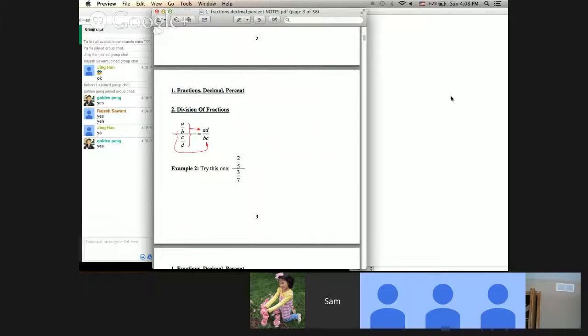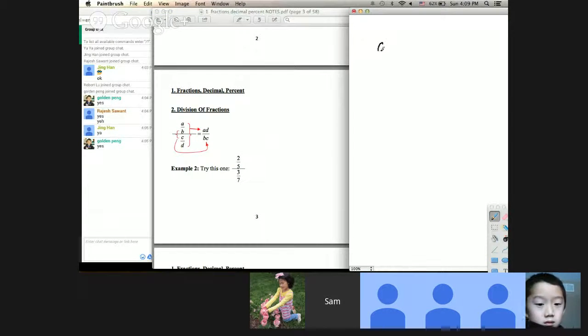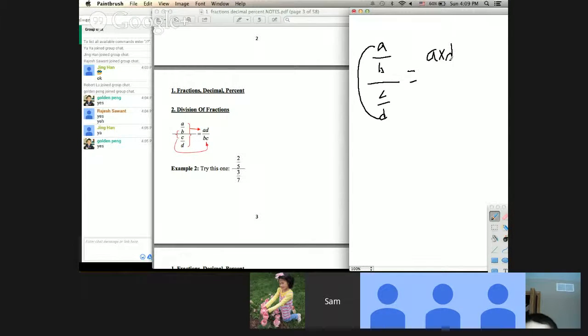For the division of fractions, if you look at this chart, if you have a fraction a over b and you divide that by c over d, so it's just one fraction divided by another fraction, you multiply the two outside ones and put them on top, so a times d, and then you multiply the two inside ones and put them on the bottom, b times c. Knowing this, try 2/5 divided by 3 over 17.